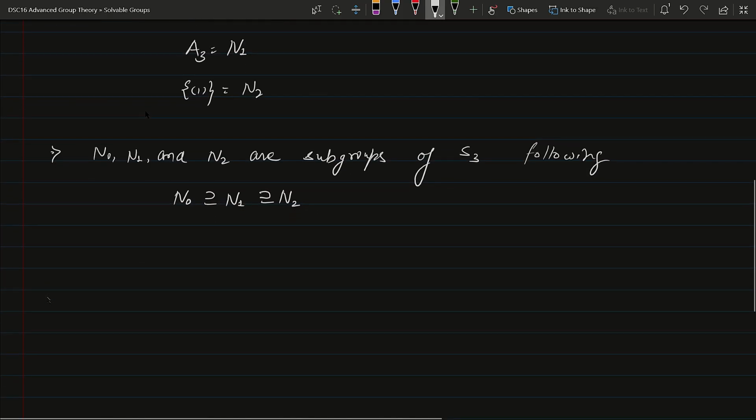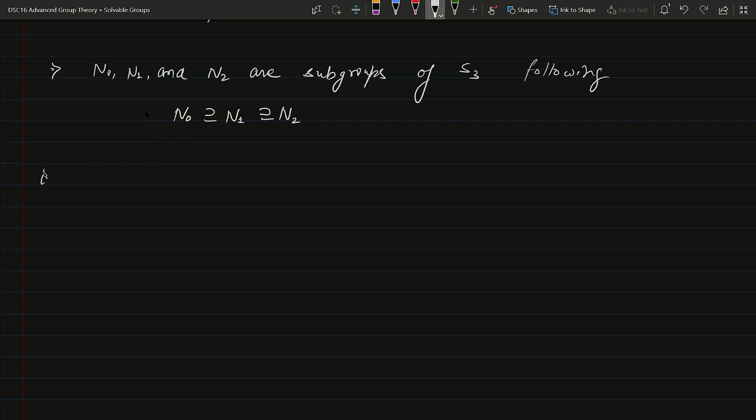Then, after writing this, we will examine the first condition. Is N1 normal in N0? Let us identify that. We know that A3 is normal in S3, so we can write N1 is normal in N0. Then every identity subgroup is normal in every subgroup of any group, so we can write N2 is normal in N1. So for each i, every Ni is normal in Ni minus 1.